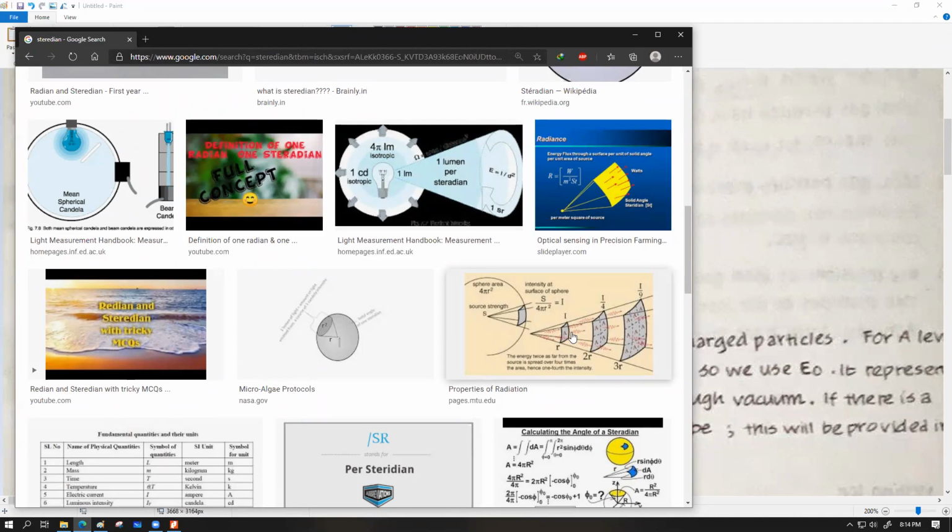If I give you a small bit of idea, what is the total surface area of a sphere? What is the total surface area of a sphere? 4 pi r square. Do you know this thing?